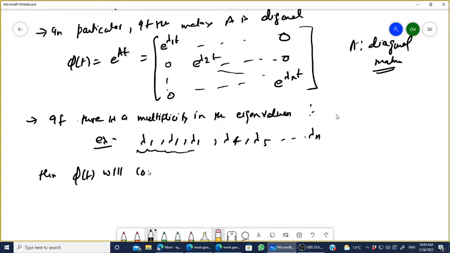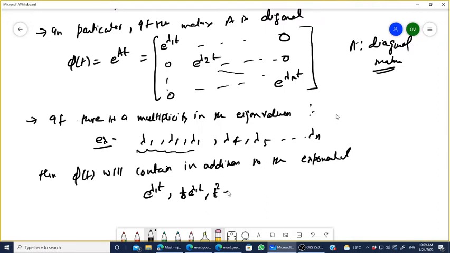Then your phi t will contain in addition. Anyone can tell me what will be the equation to be written to the exponential सेम ऐसे ही होगा, बस अंतर क्या होगा? e to the power lambda 1 t first one, right. सेकेंड वन क्या हो जाएगा? Anyone can tell me? t into e to the power lambda 1 t, t square e to the power lambda 1 t, right? And फिर से सेम, that is e to the power lambda 4t, e to the power lambda 5t and e to the power lambda nt, right?